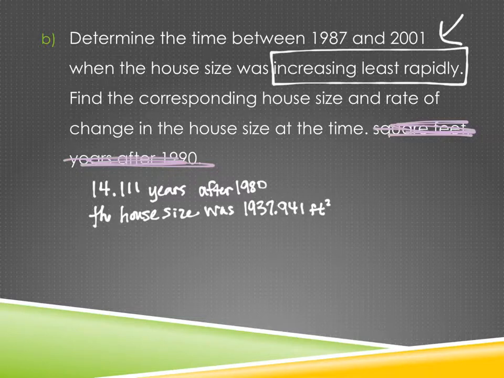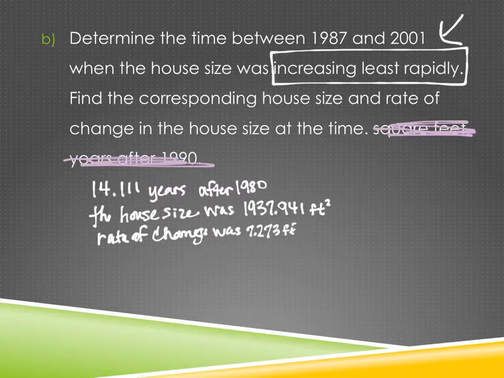And what did it say was changing? What's the rate of change? 7.273. Yes, 7.273. Square feet per year, feet squared divided by years. Some version of those notations will work just fine. Square feet per year.